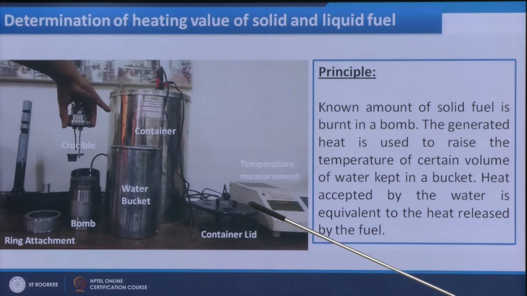So, the basic principle of this bomb calorimeter is that the amount of heat which is being released by the material inside the bomb will be transmitted through this wall and will raise the temperature of the water kept in the water bucket. So, ultimately temperature will rise, but this temperature rise should be say 2, 3, 4, 5 degrees centigrade like this.